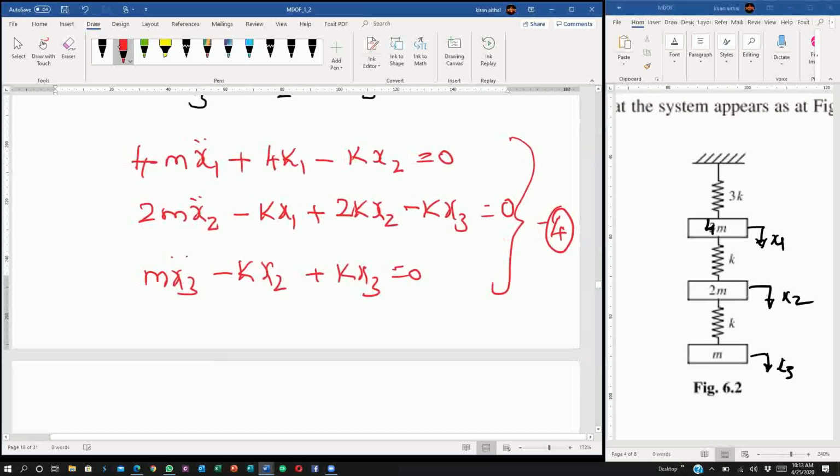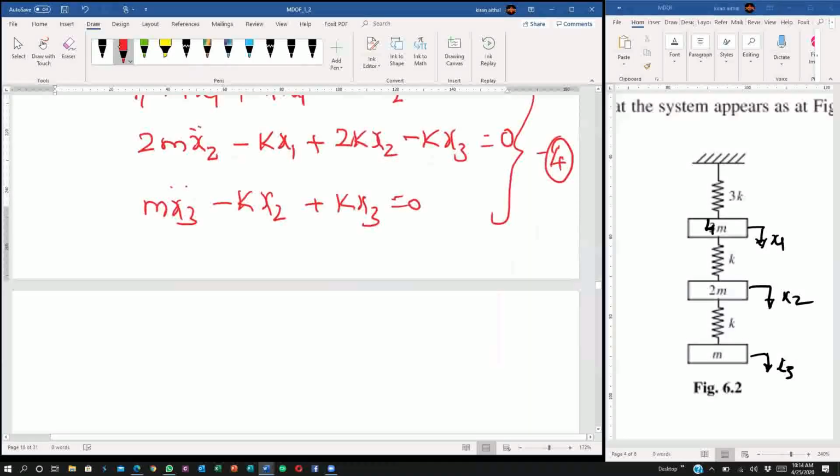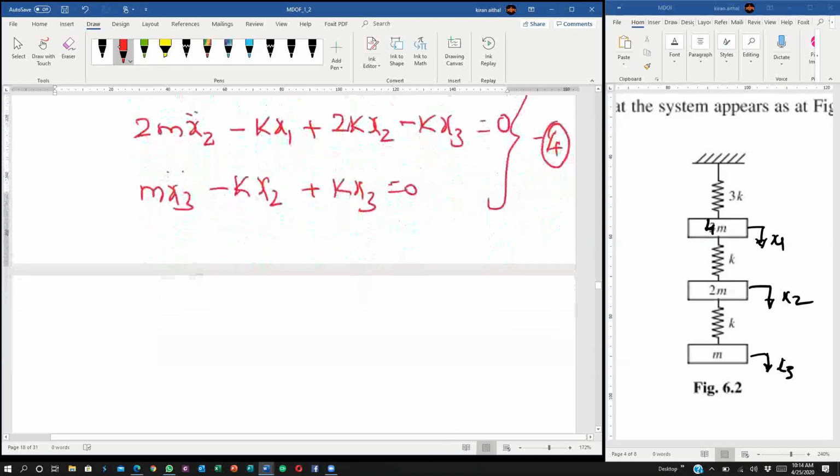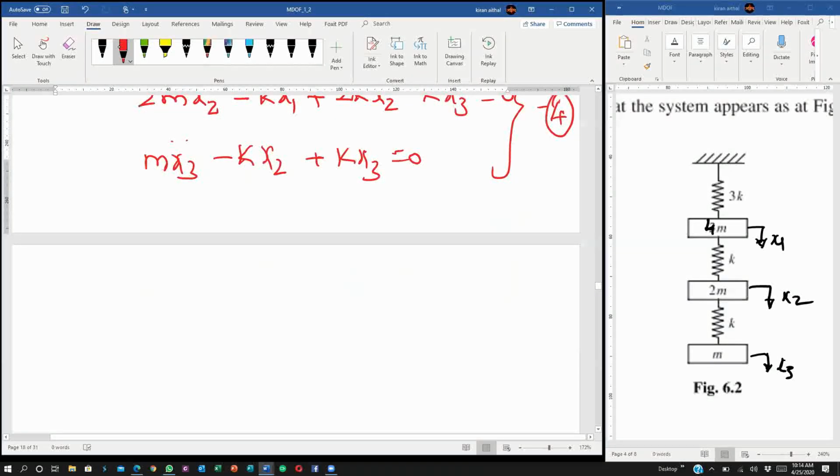Okay, please cross check. 4m x1 double dot plus 4k x1 minus k x2, 2m x2 double dot minus k x1 plus 2k x2 minus k x3, m x3 double dot minus k x2 plus k x3 is equal to 0. Okay, so this is my equation. As I have said earlier, now we have to split this into the format that we know very well. What is that format, please?